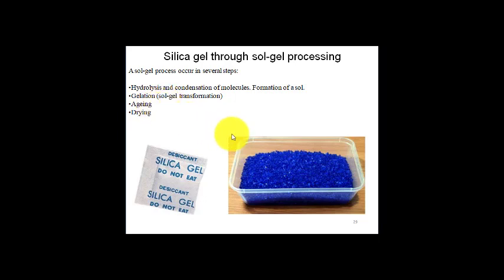So by using these different steps we can synthesize silica, and you can see in the diagram here the blue colored material, it is a kind of silica, and this silica is often used as a water absorbent in different medicines, in different electronic appliances. You can find a small packet of silica.